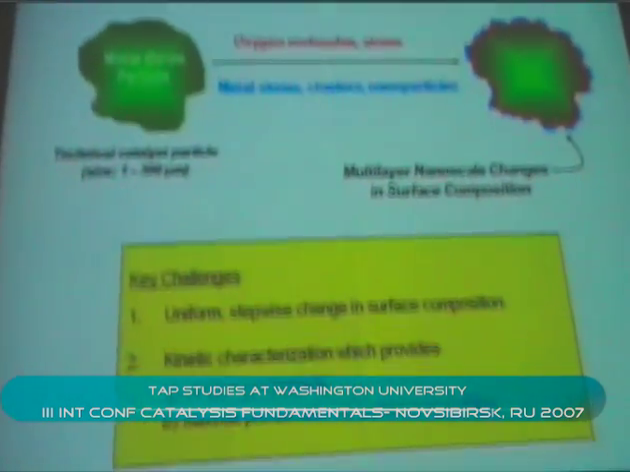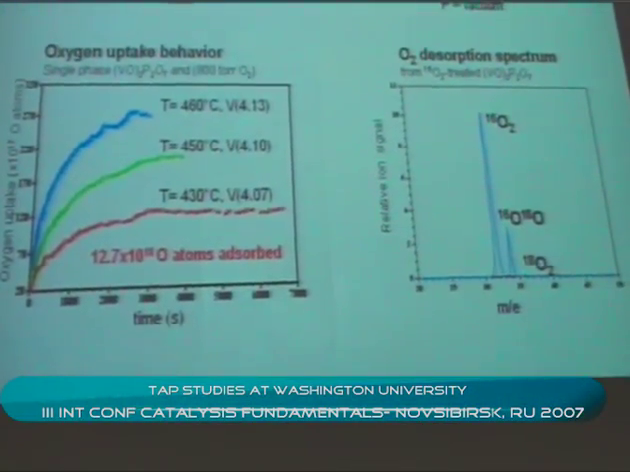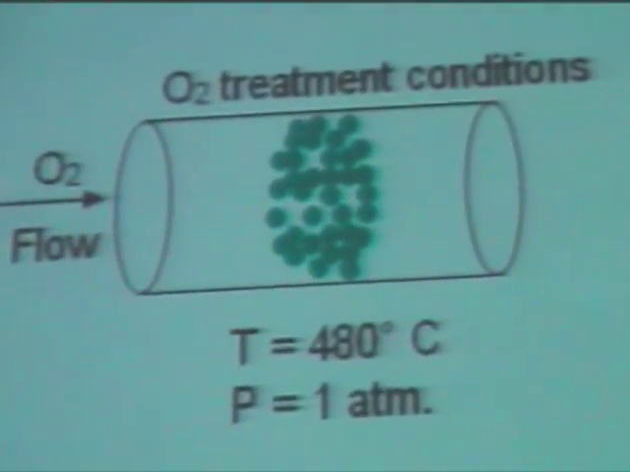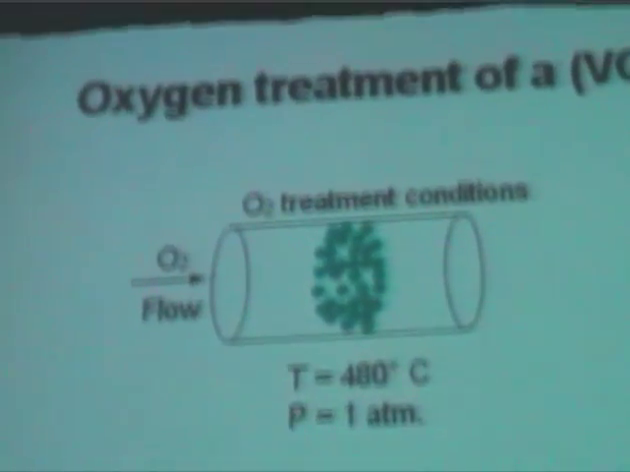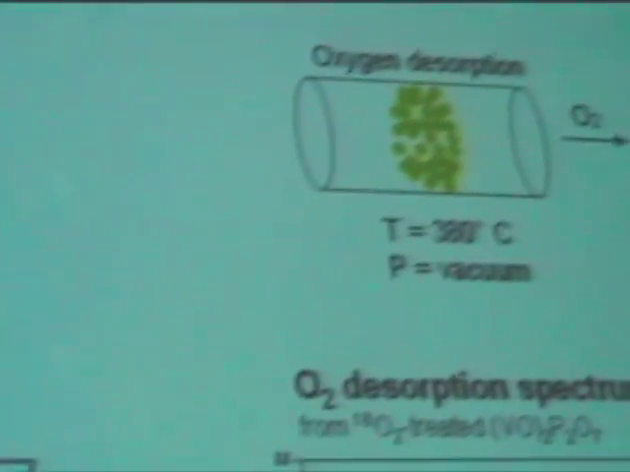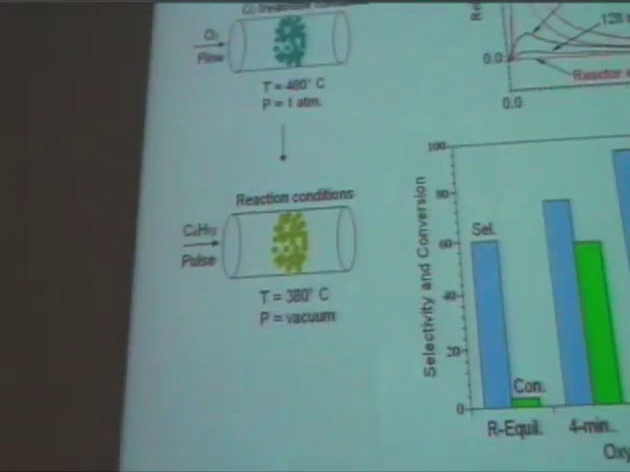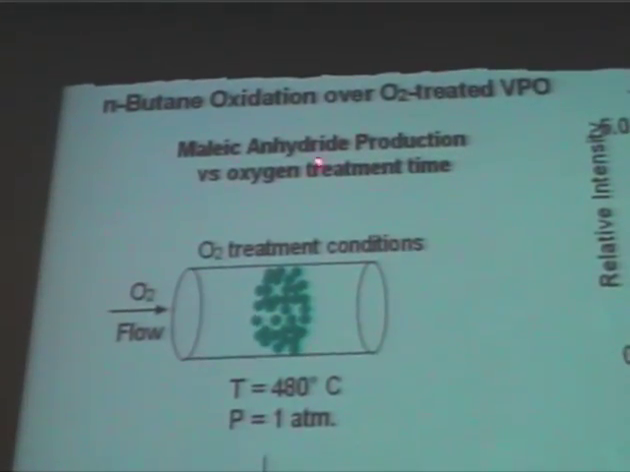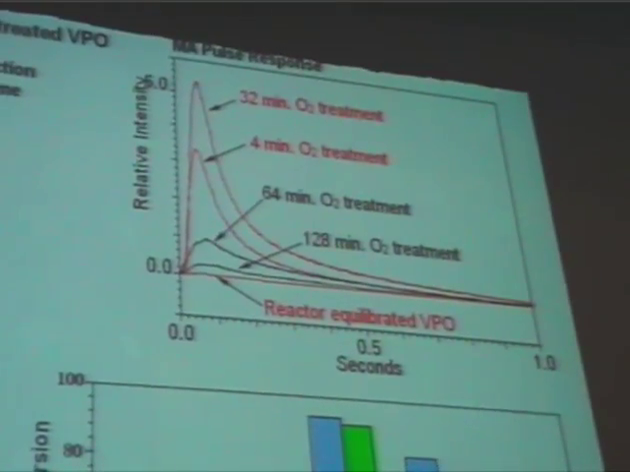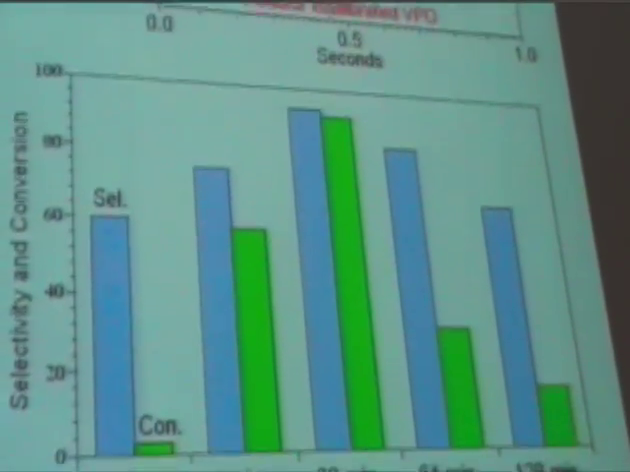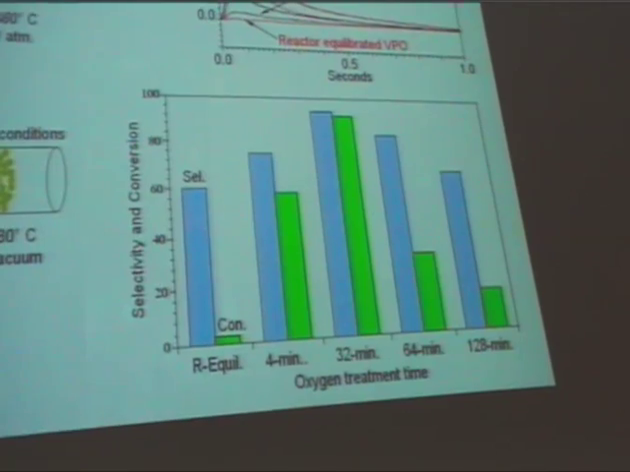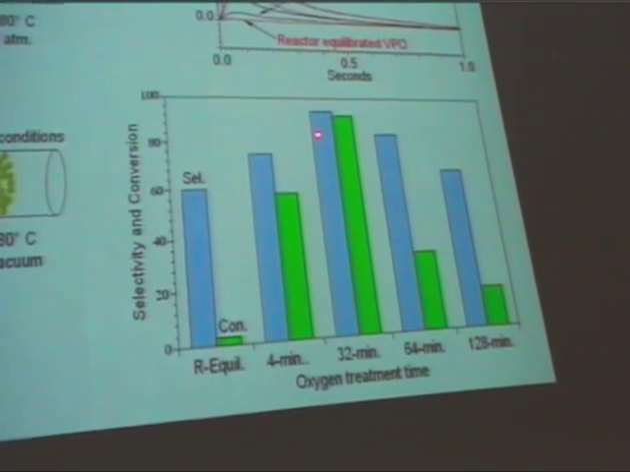And then we can typically use oxygen treatment, measuring oxygen uptake behavior and measuring the oxygen desorption spectrum. A typical example is butane oxidation over oxygen-treated VPO, a typical catalyst, and we have maleic anhydride production versus oxygen treatment time. It's typical. And what we have is an optimum.